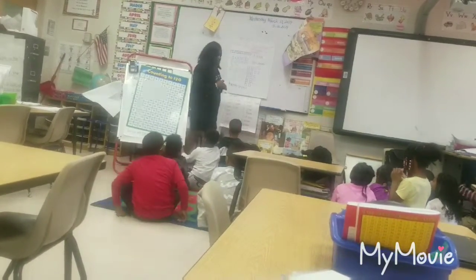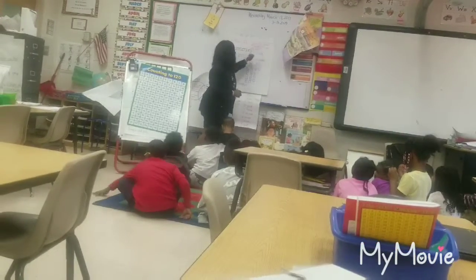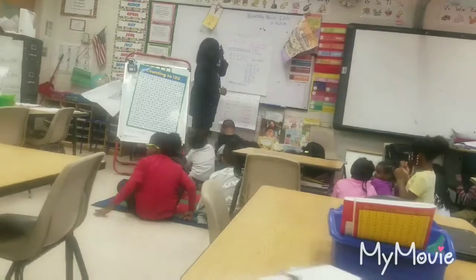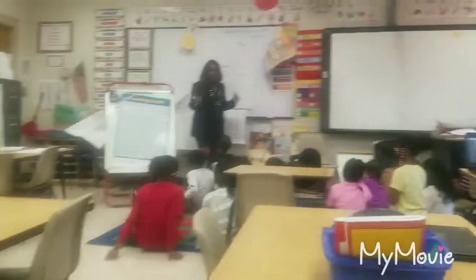Okay? So place value tells the value of a digit in a number. Alright? And so when we have a group, if we have, stand up.